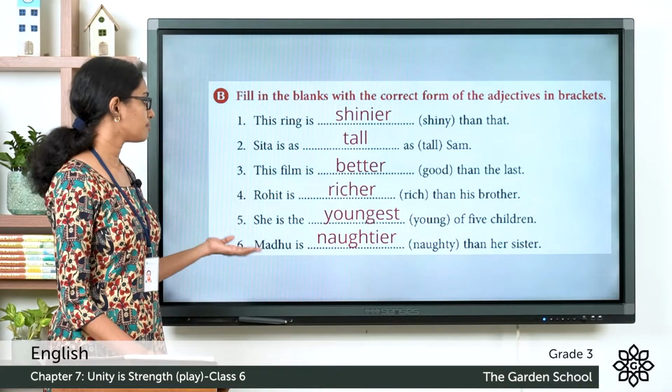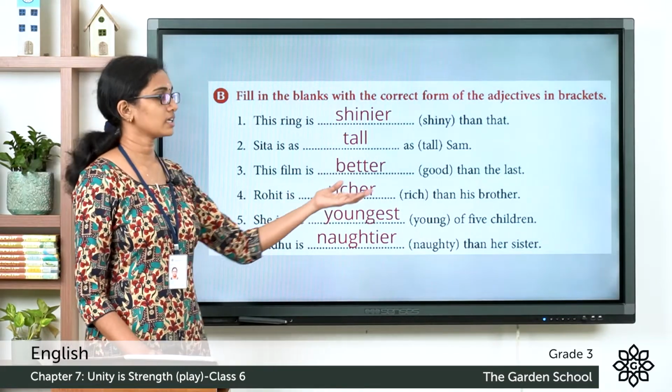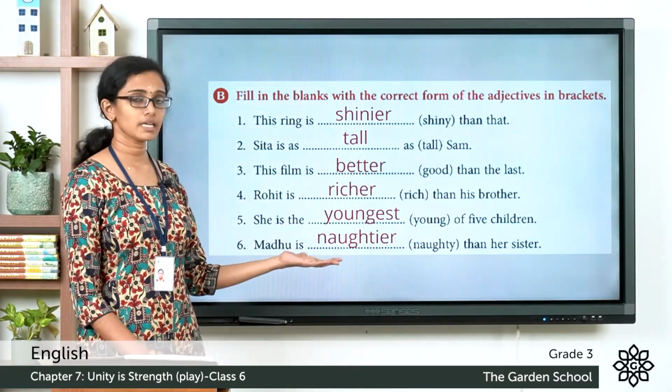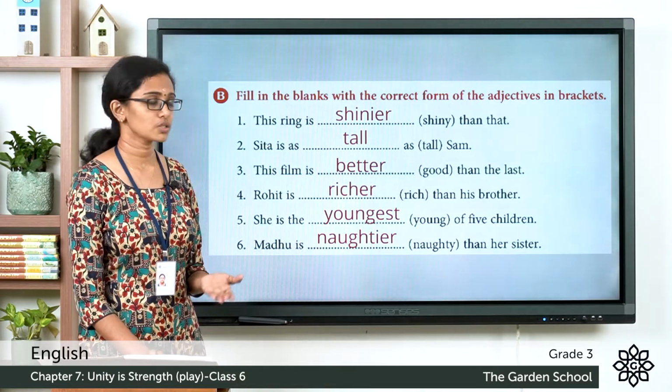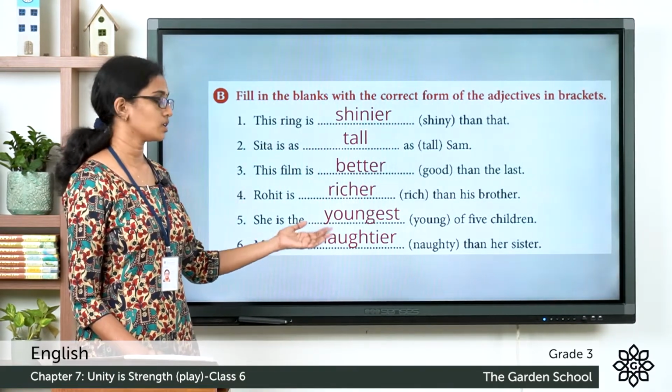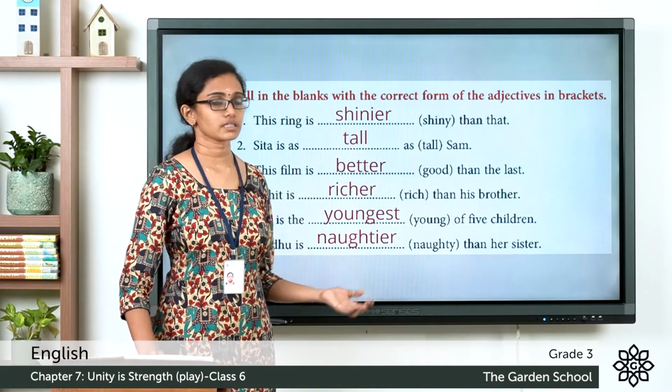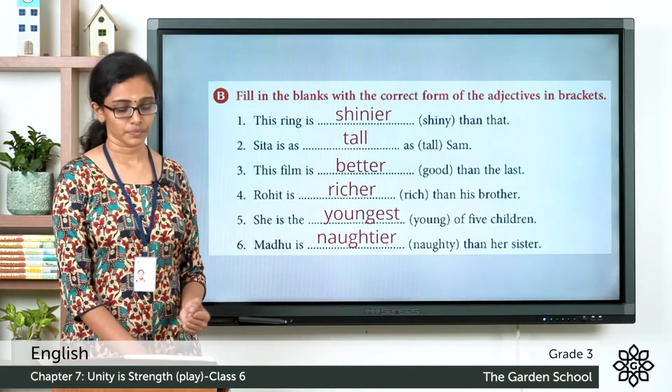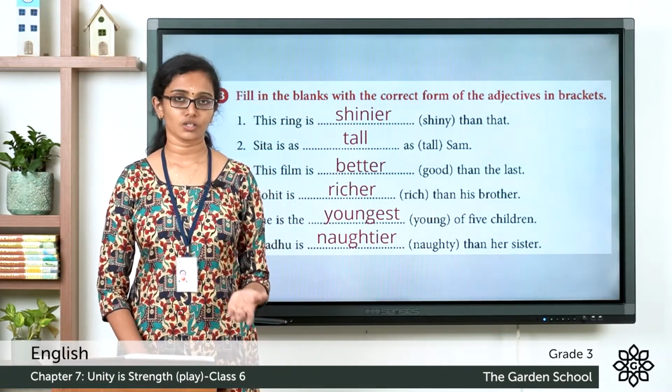And the last one, Madhu is naughtier than her sister. 2 people being compared. So the comparative degree should be used. So naughtier. It is naughty, naughtier, naughtiest. So here naughtier should be used. So I hope you are clear with these answers and you got them all correct.